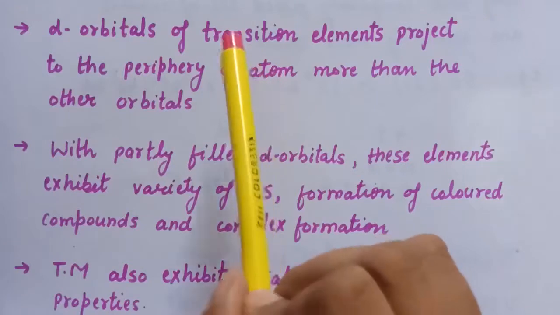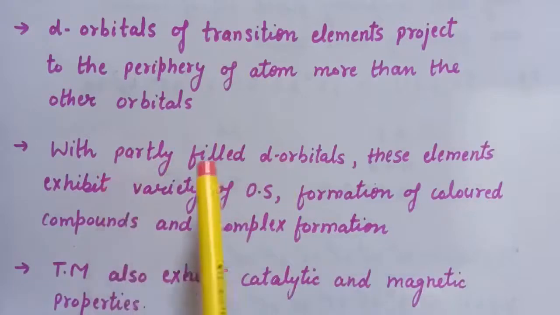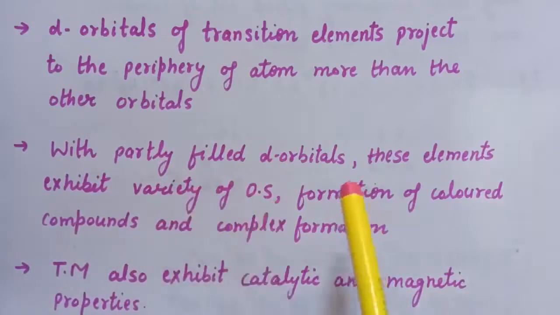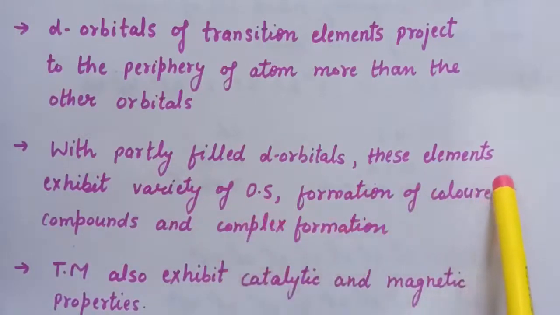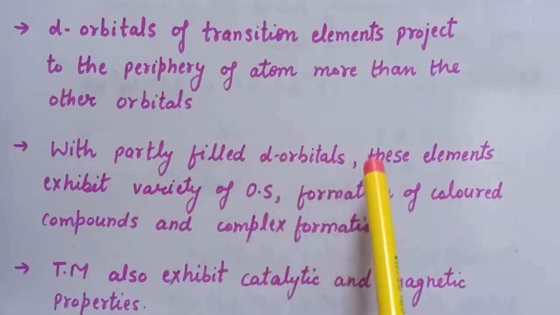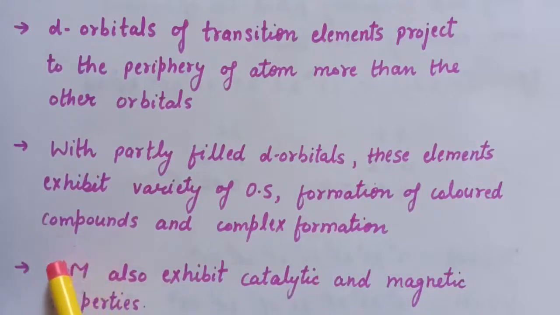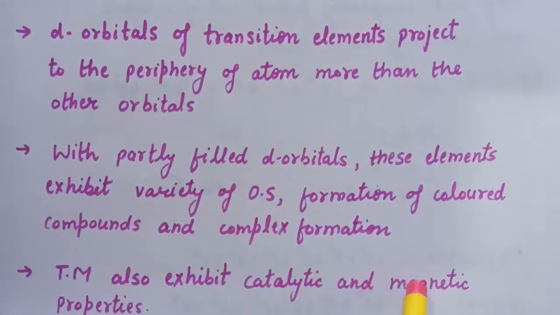Next is, with partly filled d orbitals, these elements, that is transition elements, exhibit a variety of oxidation states, formation of colored compounds and complex formation. These all take place in transition elements. Next is, transition elements also exhibit catalytic and magnetic properties. That is, these transition metals show catalytic property and magnetic properties.